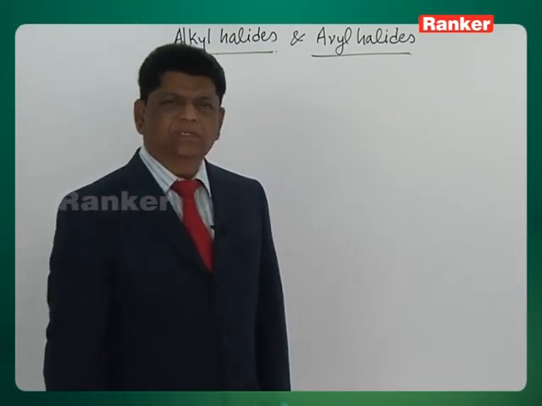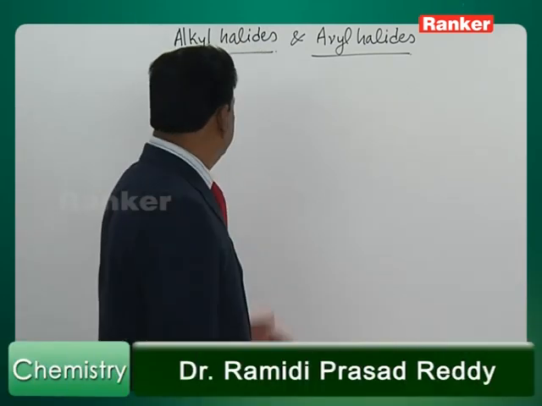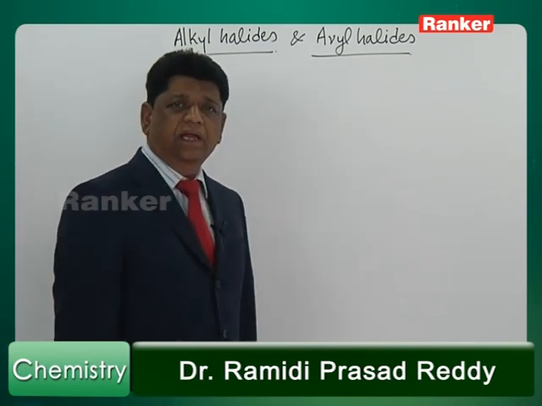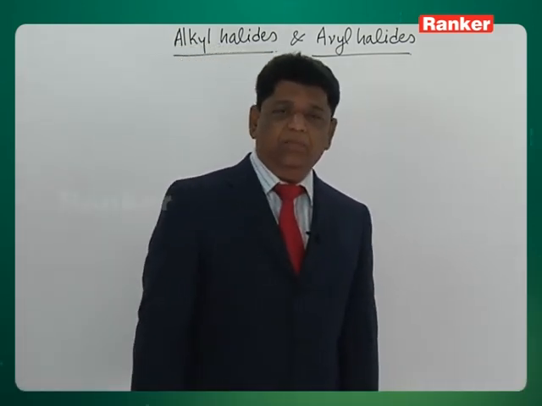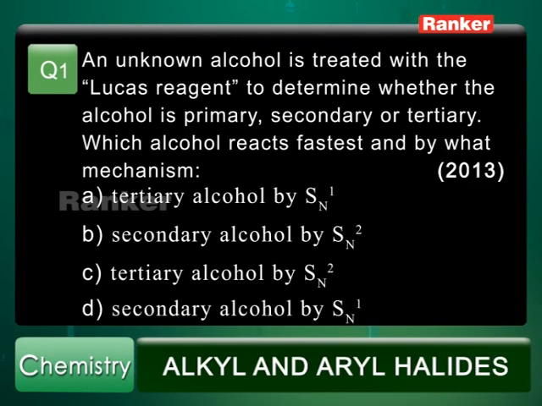We'll discuss today some questions from previous years on alkyl halides and aryl halides, which are also called halogen compounds. Question 1: an unknown alcohol is treated with the Lucas reagent to determine whether the alcohol is primary, secondary or tertiary. Which alcohol is fastest and by what mechanism? This appeared in 2013, the latest question last year. The options are: tertiary alcohol by SN1, secondary alcohol by SN2, tertiary alcohol by SN2, secondary alcohol by SN1.